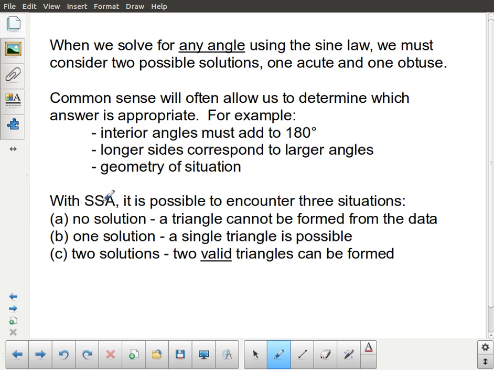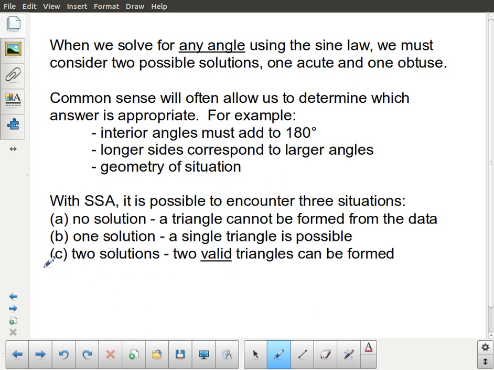If you have side-side-angle and you're using sine law, there are three general situations that you could encounter. No solution, so it's actually possible that you can't make a triangle. One solution, so there's only one possible answer. And then two solutions, this is where we get into the ambiguous case.